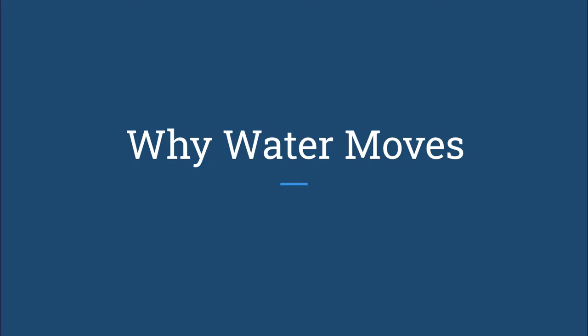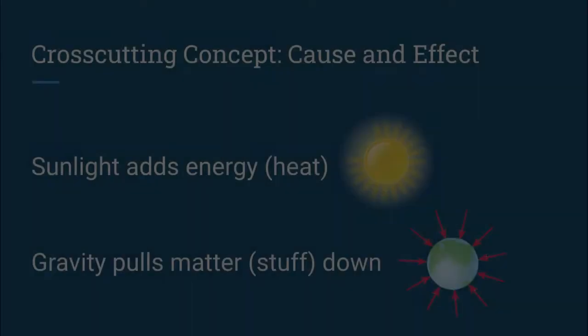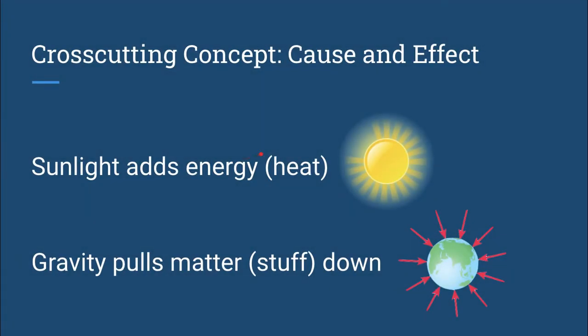Okay, so we have water in different locations on Earth, but why does it move? Here's 2 really important cross-cutting concepts. The first one is that sunlight adds energy. Sunlight makes things hot. Think about standing outside in the middle of the summer underneath the sun. You start to feel really hot. That's because the sun is adding energy. The sun does the same thing to water.